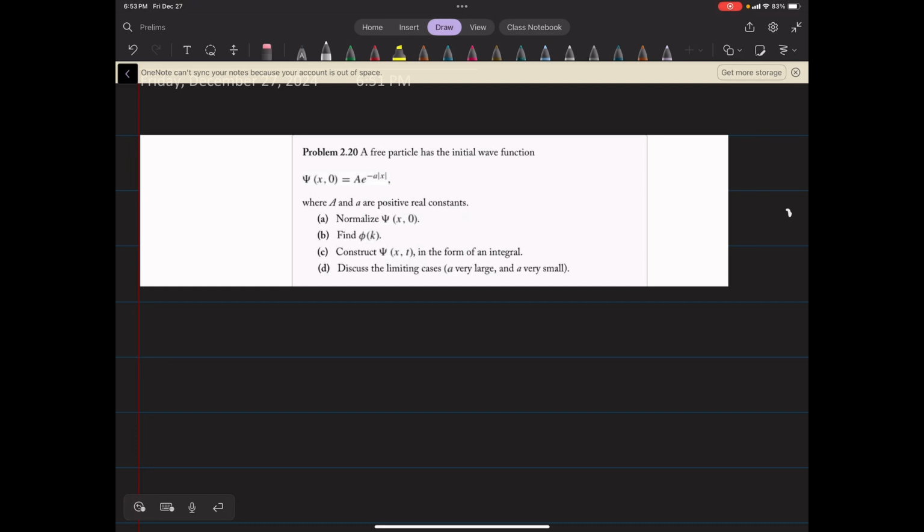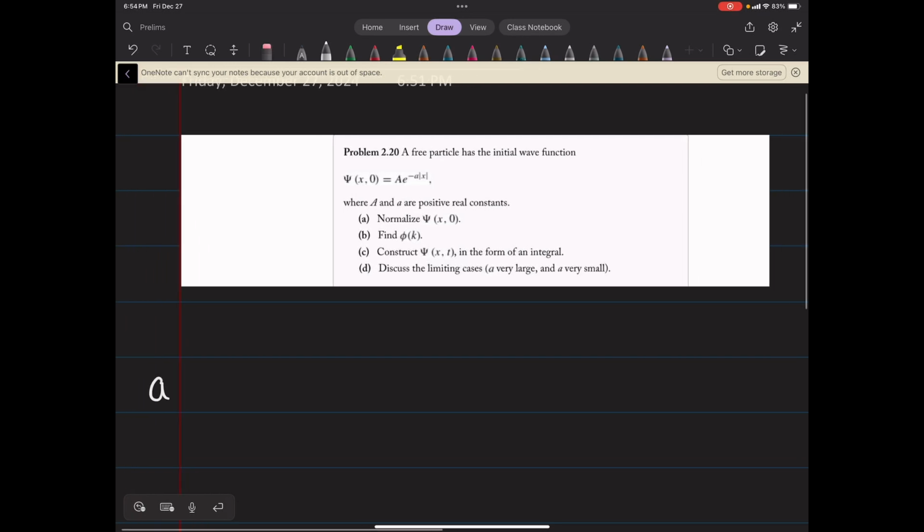Okay, let's get into the problem now. We have a free particle which has this initial wave function. We're asked to normalize our wave function, find phi of k, construct psi of x and t in the form of an integral, and look at some limiting cases for large and small a. So part A is pretty straightforward.